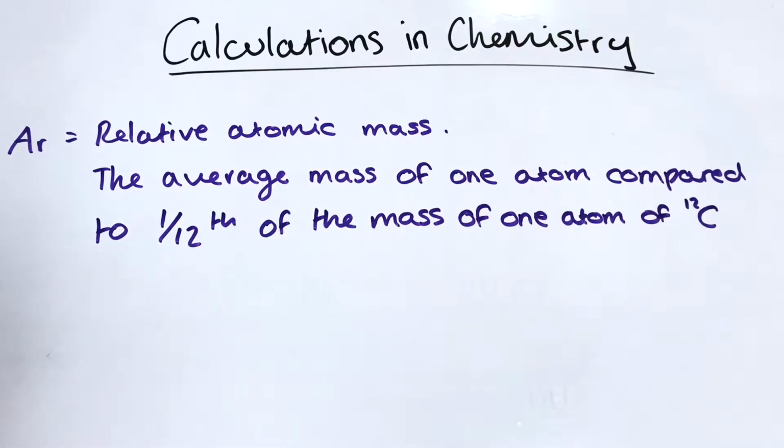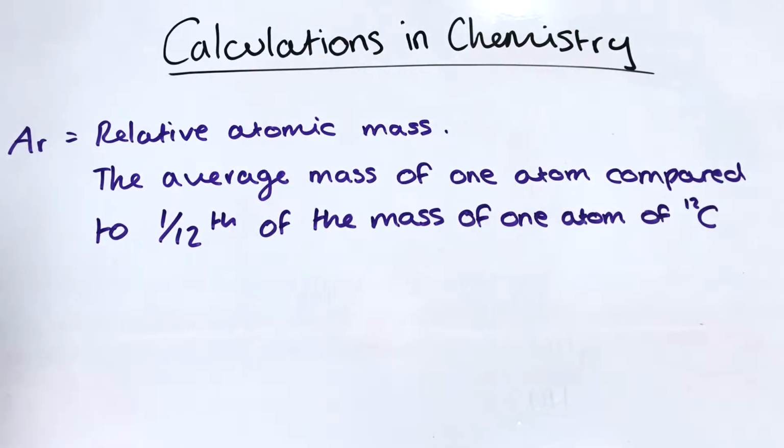So the first definition that we're going to look at here is relative atomic mass. We're going to give it the symbol Ar. Relative atomic mass is defined as the average mass of one atom compared to 1/12 of the mass of one atom of carbon-12. What this definition is saying is that we're going to use carbon as our benchmark, as our standard starting point for all of our calculations.